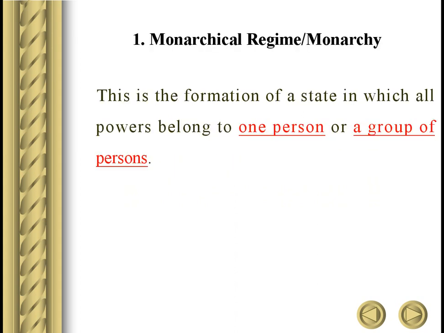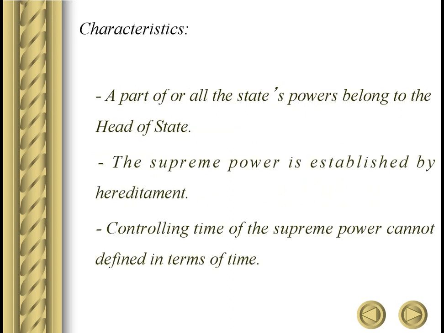Now I want to mention to you about the state formation. That is monarchy. Monarchy is a formation of a state in which all powers belong to one person or a group of persons. So in the monarchy, it is a government in which the supreme power is locked in the hands of a person engaged in reigning over a state or territory, usually for life.